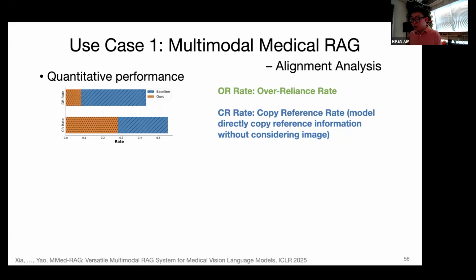And we also define another rate, the copy-reference rate. Here we see that some models directly copy the retrieved information without considering the image. This is what we discussed before: these models discard the image information and only rely on the retrieval knowledge to make the prediction. So in this rate, the baseline would be more than 50%. Even if we feed a purely unrelated, noised image into the models, these models will still produce the correct answer with RAG. But after applying our approach, we can reduce it to less than 30%.